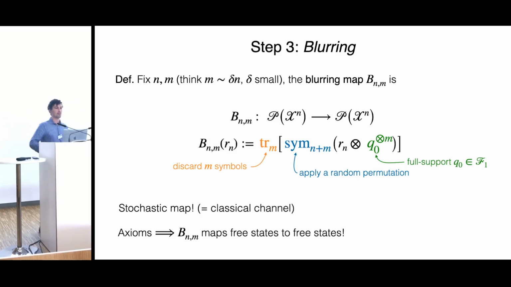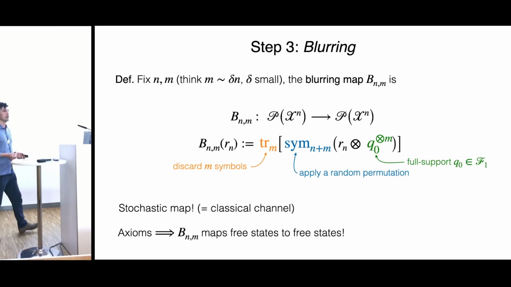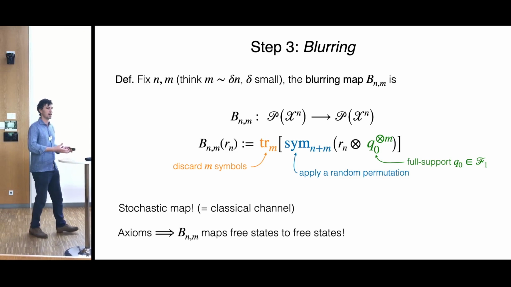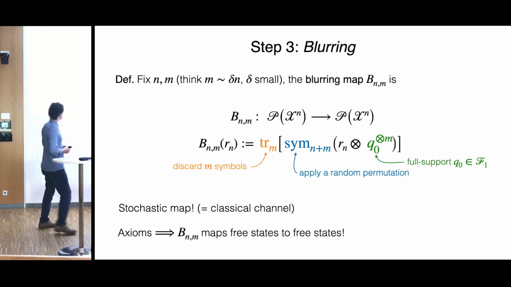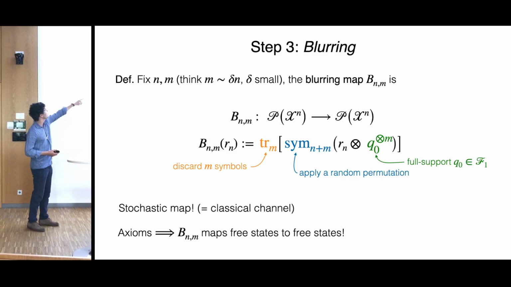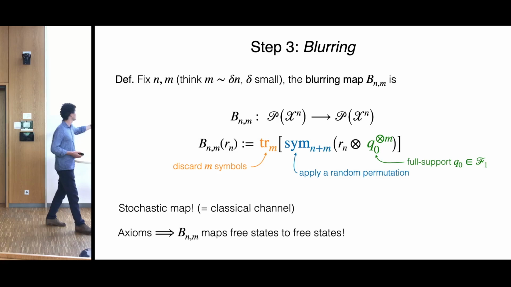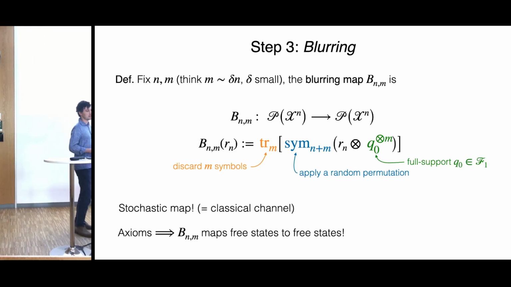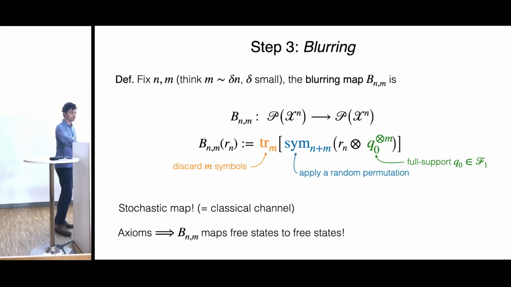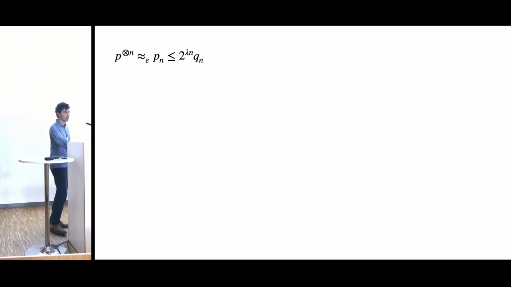And this is a stochastic map, so it's a classical channel, right? So anything you know for quantum channels applies here. And by the axioms, this maps free states to free states because all of these three operations are free. By three of the axioms, plus convexity.